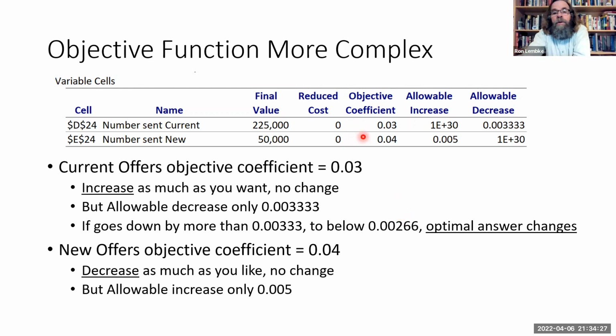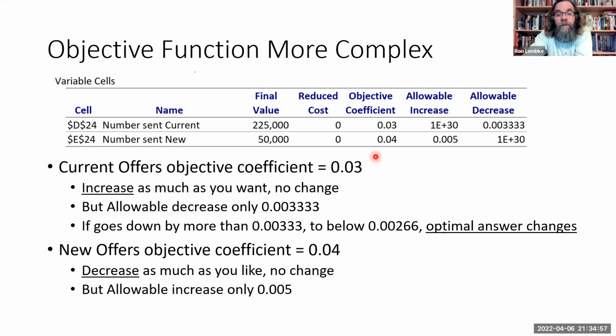Right now, it's 0.03. And like we said, if it increases, it doesn't change our answer. But if it decreases by only 0.003, that would change this answer. So decreasing from 0.03, decreasing it by 0.003 would take it down to 0.0266, which doesn't seem like that big of a decrease.